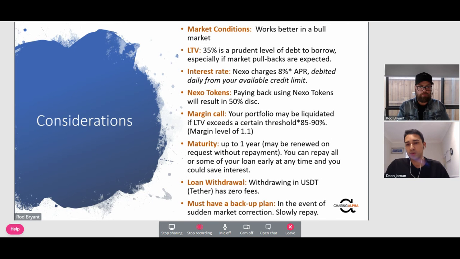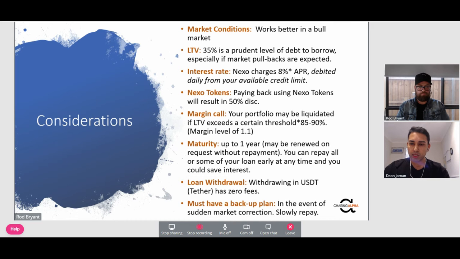Maturity is one year, so Nexo gives you up to one year to pay back your loan. You can extend it upon negotiation, but just for our exercise, we'll be working with a one-year time frame. Loan withdrawal, as I touched on earlier, is in US dollar Tether, and you can withdraw it instantly as soon as you deposit the funds into your account.